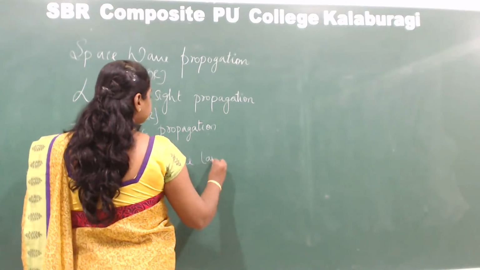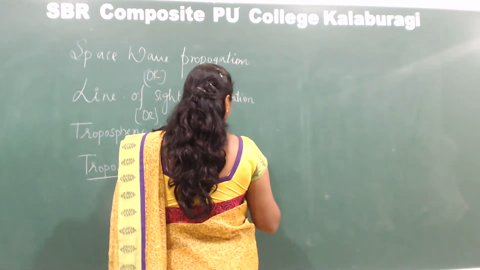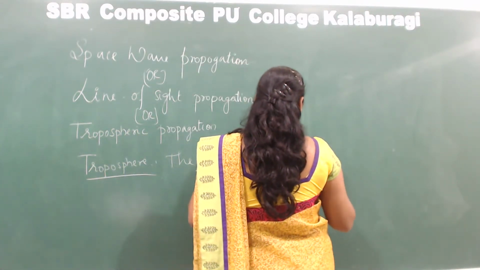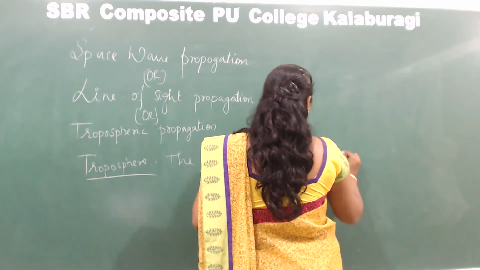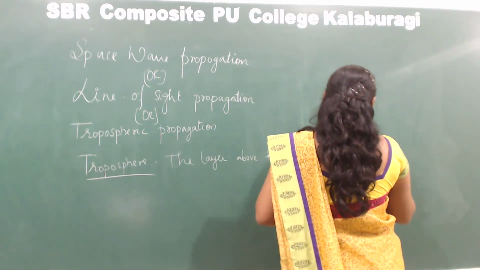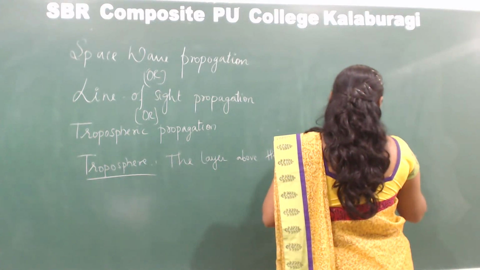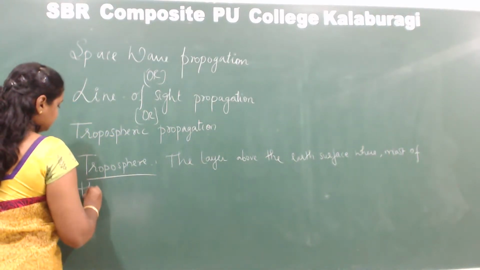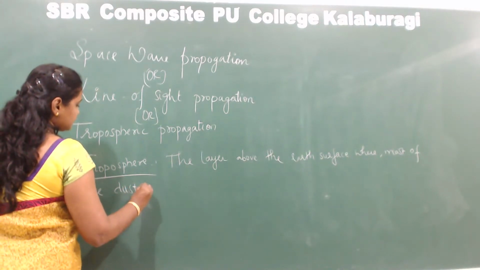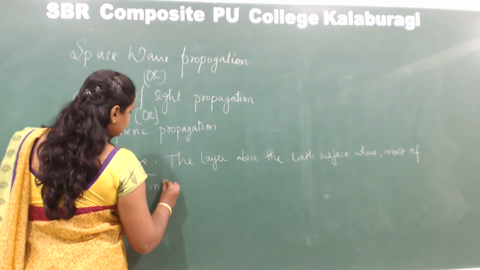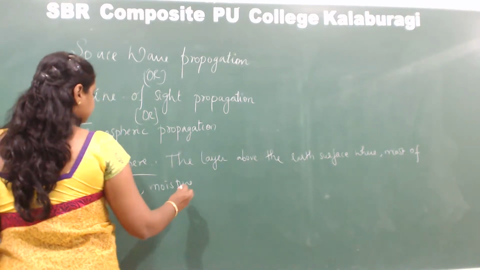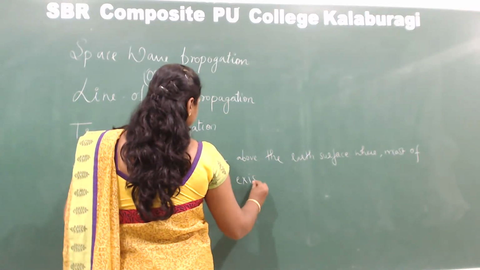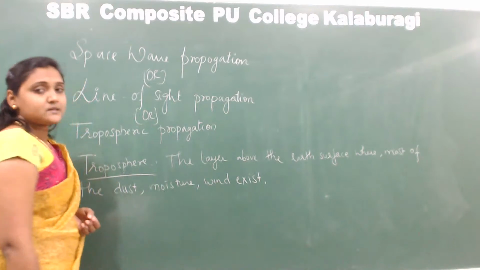The layer above the Earth's surface where most of the dust, moisture, that means the water content, wind exist. Okay, that is called as troposphere.